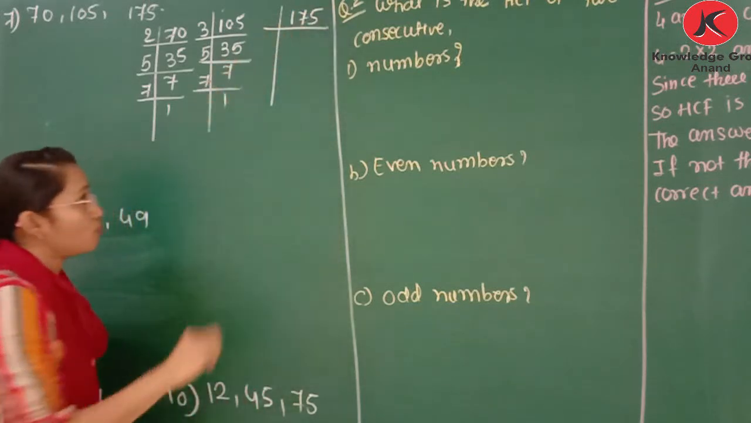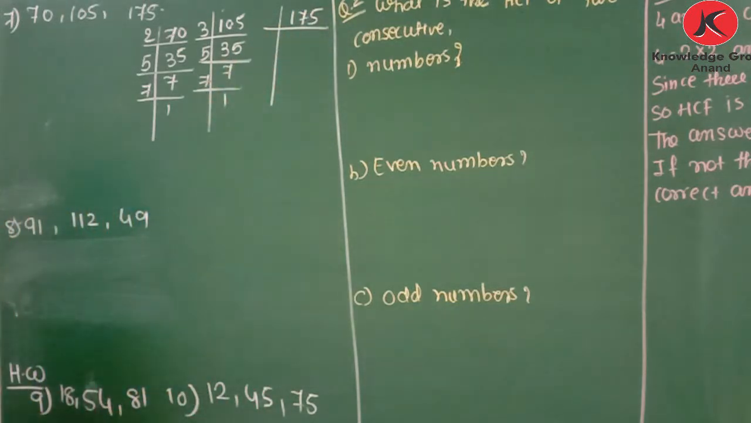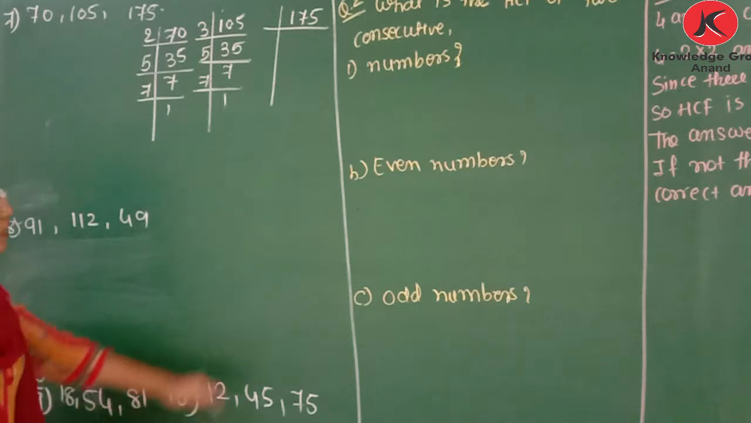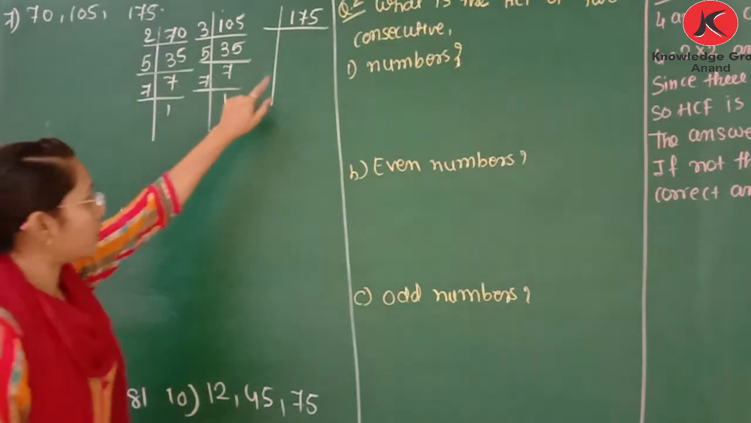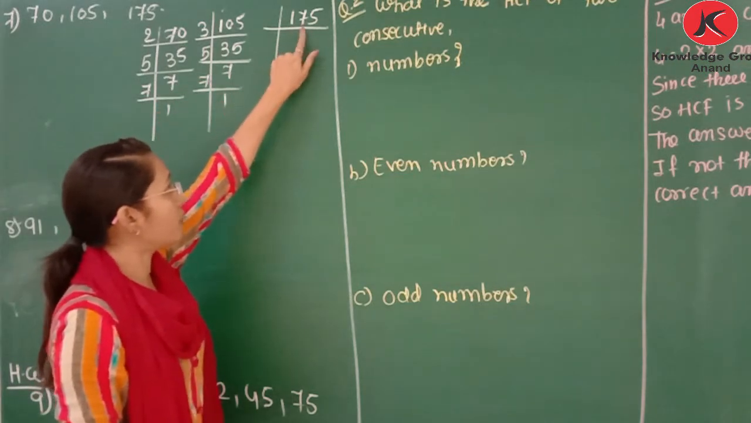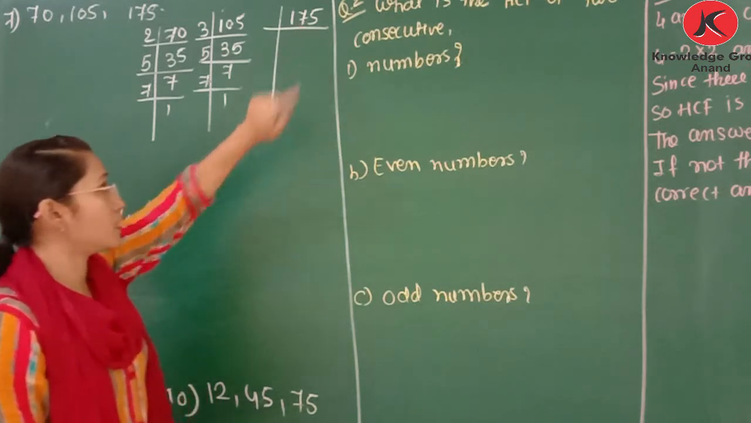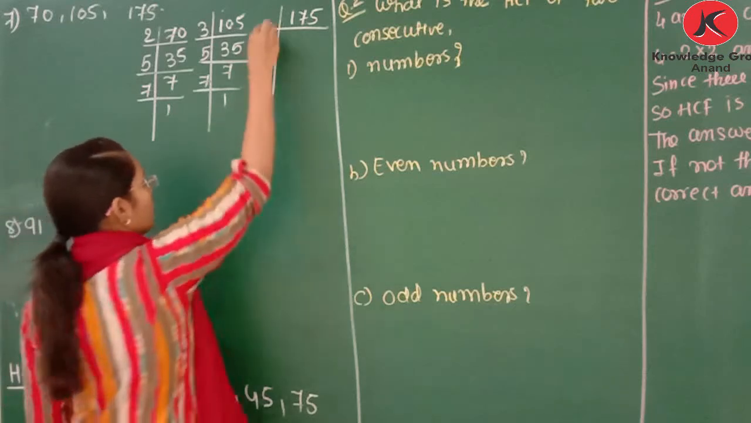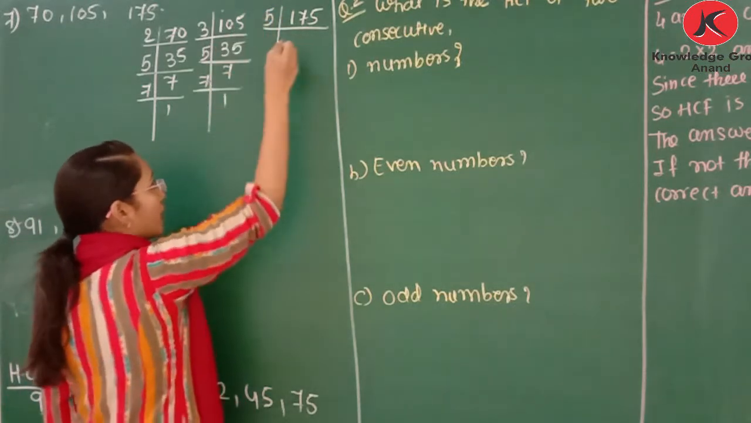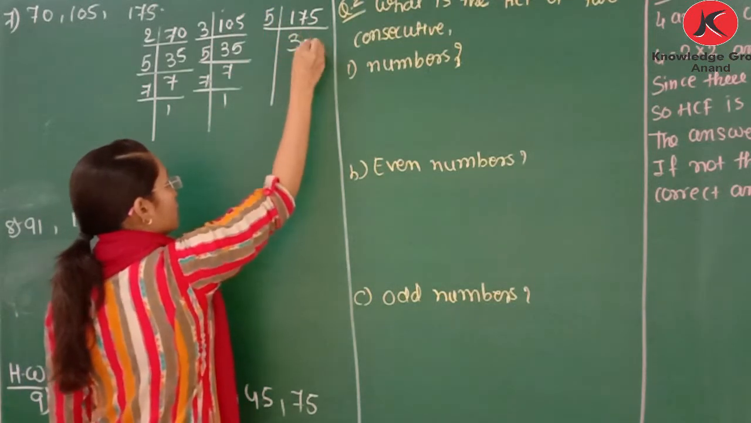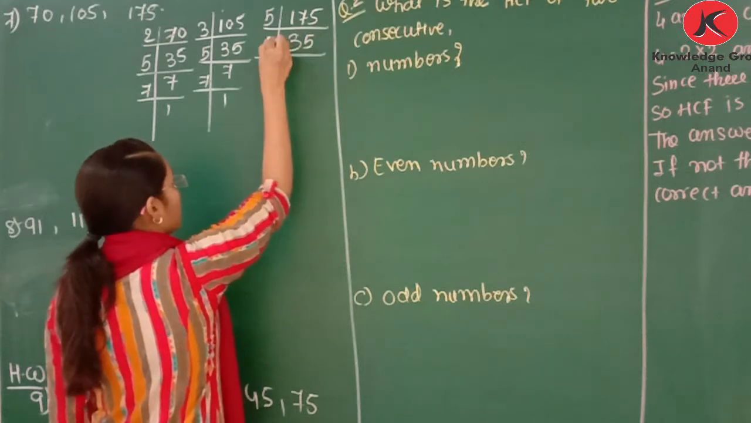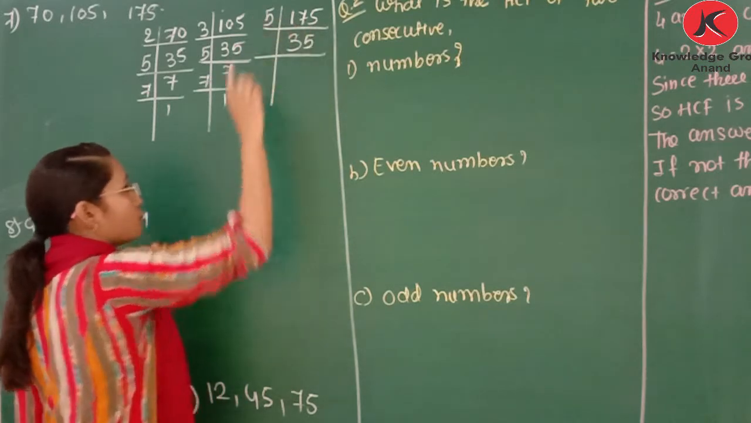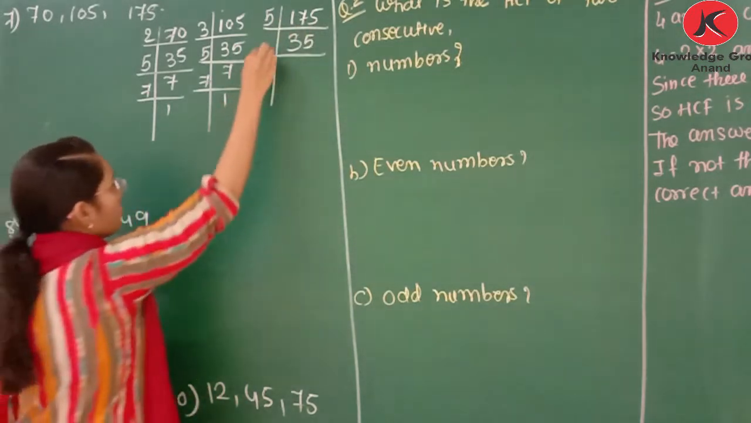175. Now 175 is not divisible by 2. Is it divisible by 3? Check it. 1 plus 7 is 8, 8 plus 5 is 13, and 13 is not divisible by 3. So it will be divided by 5. 5 3s are 15, 5 5s are 25. If you divide 175 by 5, you will get 35.